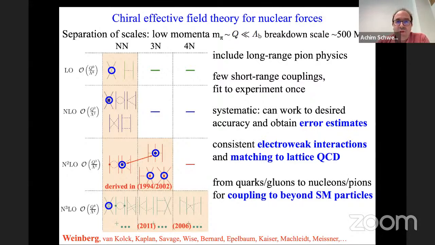Okay, so I want to describe how this theory is important for dark matter direct detection. Before going to dark matter direct detection or WIMPs coupling to neutrons and protons, there's a question in the chat. Maria Pilar, do you want to ask?